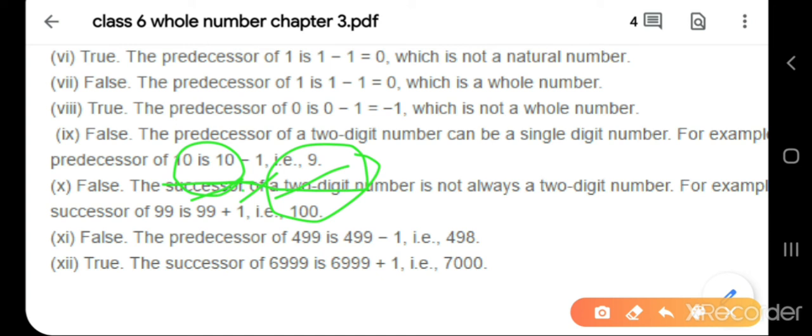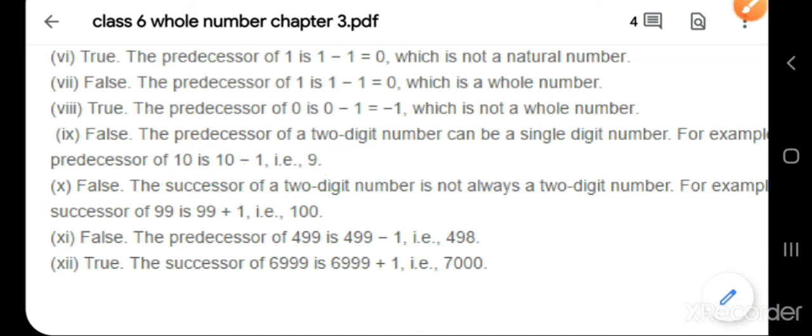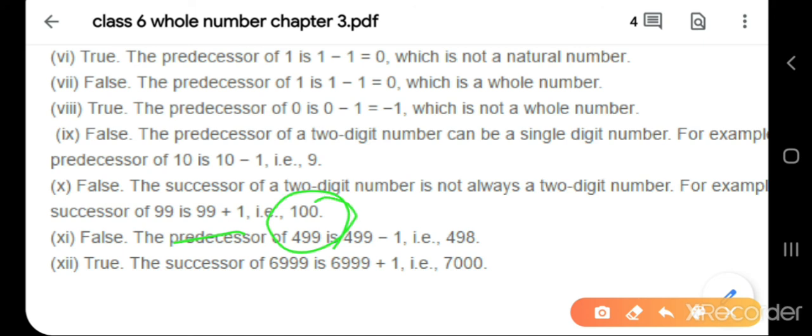Let's see the next, that is the 10th. The successor of a two-digit number is always a two-digit number. No, there are many examples for it. If you take the example of 99, as given in the explanation of this question, 99's successor is what? 100. To find the successor, you must know that we need to add 1. So the successor of this two-digit number is not a two-digit number but a three-digit number, that is 100. So the given statement is false.